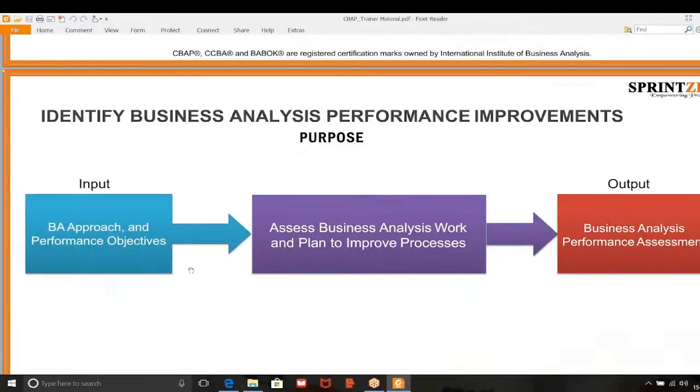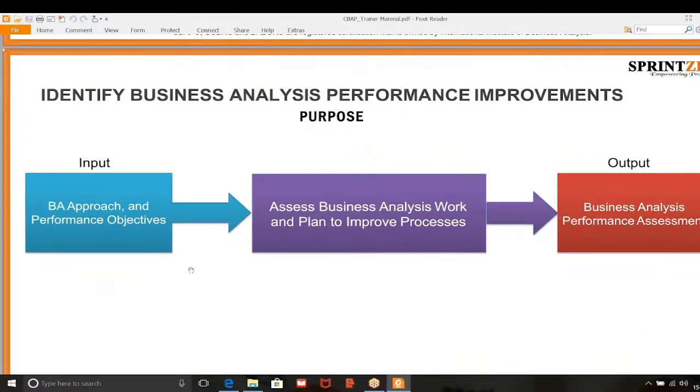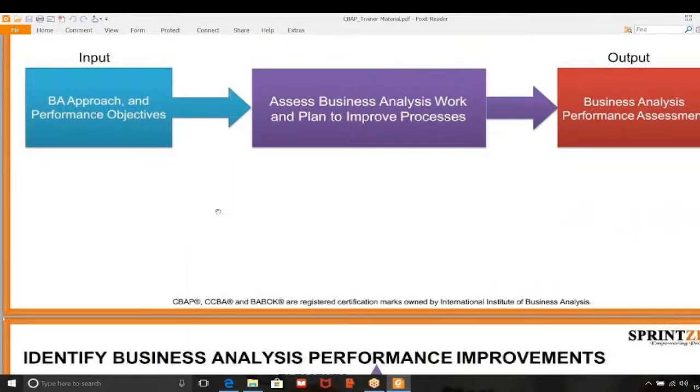So what we need here is the BA approach and the objectives of our performance. So we assess business analysis work and plan to improve processes. Whatever work we are doing, there is an assessment metric around that. And when we find anything digressing from the expected result, we will plan to improve the process. That's how we come up with a BA performance assessment, which is the output of this. So it's pretty straightforward. Wherever you're digressing, let's find out and improve.